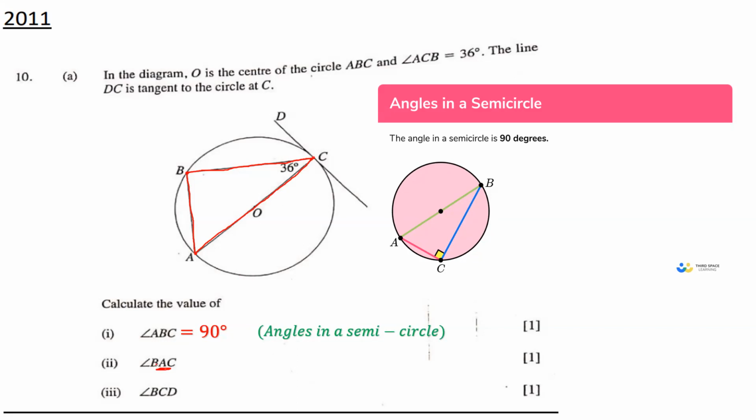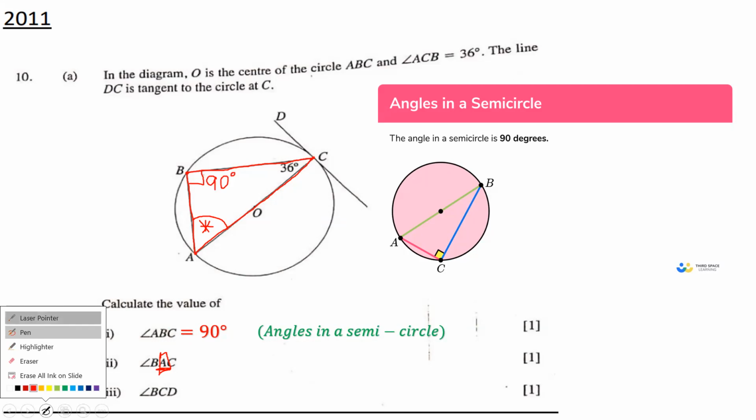What we need is the one that's in the middle, which is going to be angle A. We need to figure out, okay, what is the size of this angle? In order to do this, we already know that this one is 90 degrees. And we're dealing with a triangle, so that means that the angles in a triangle must add up to 180 degrees. So 36 plus 90 plus this one must add up to 180 degrees.